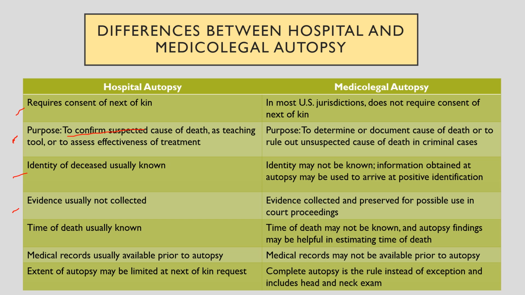Then, time of death is usually known for hospital autopsy, but for medical legal autopsy, time of death may not be known, and autopsy findings may be helpful in estimating the time of death. Okay. Then another difference, medical records are usually available prior to autopsy in hospital autopsy, but in medical legal autopsy, the medical records may not be available prior to autopsy.